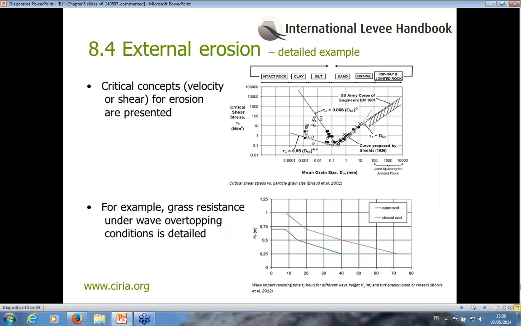For example, concerning the critical velocity concept, research results of Briaud and Hell describing critical shear stress versus main grain size of particles are given in the principal subsection 8.4.1. For grass resistance under wave overtopping, we can find in 8.4.2 grass performance curves under overflow conditions, but also grass erosion curves under wave impact for different wave heights, as shown in the graphic presented at the bottom of the slide.